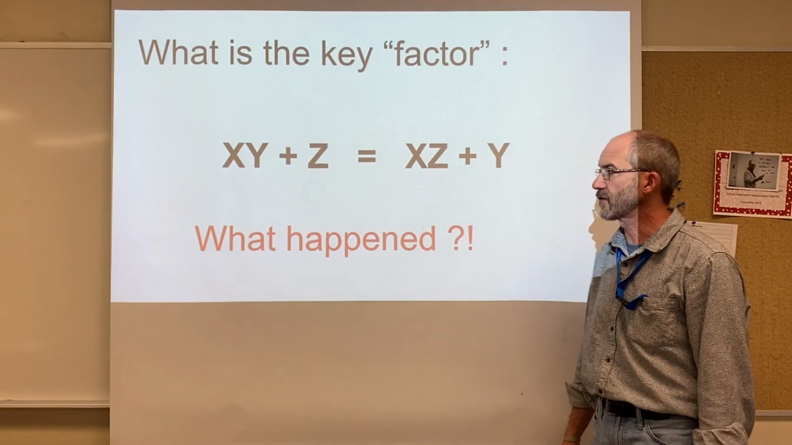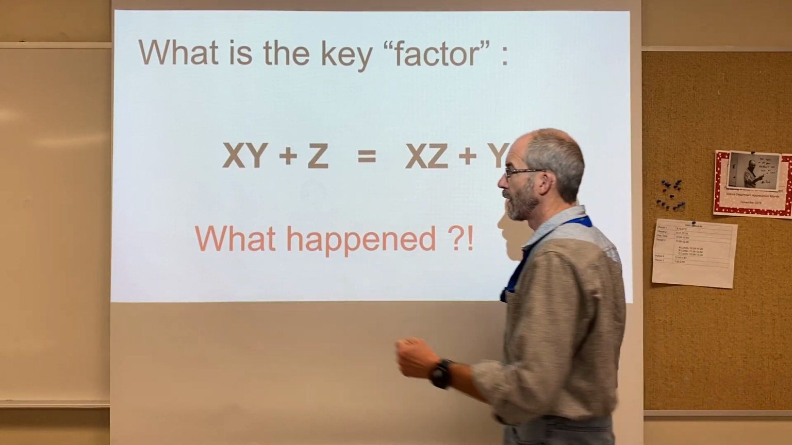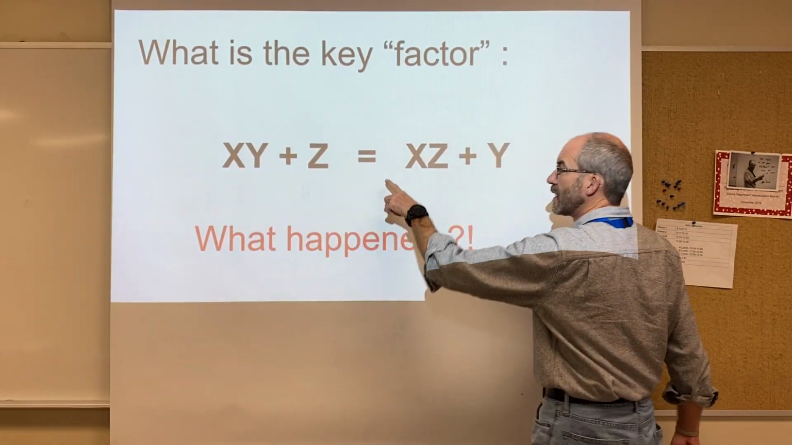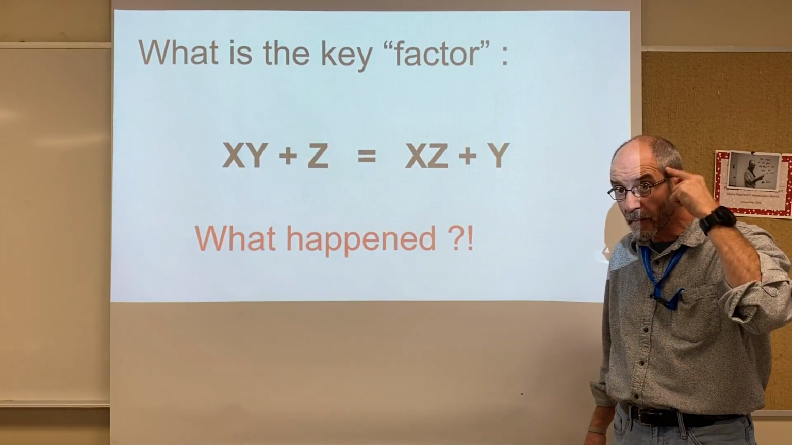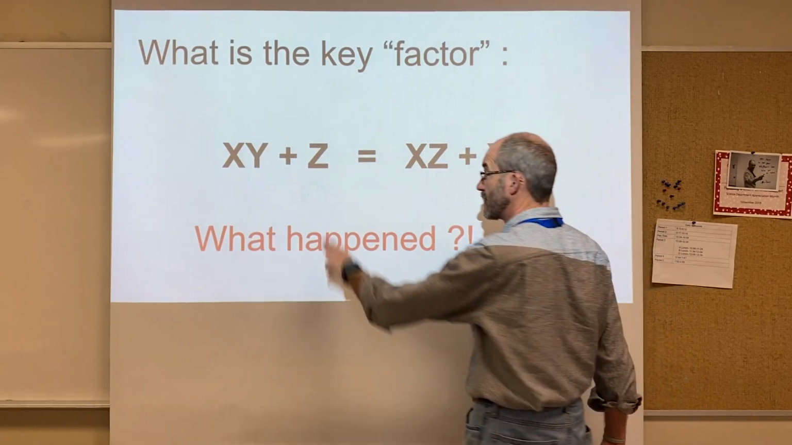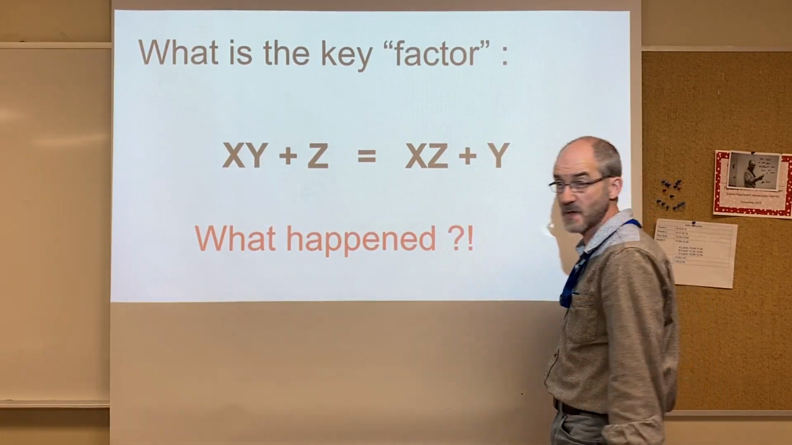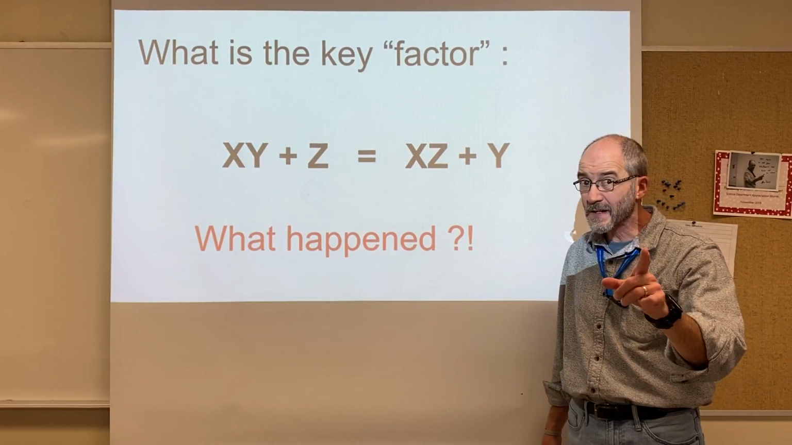So what's the key factor? Well, I made something up here. It's just a made up equation. We have XY plus Z equals XZ plus Y. Now, you need to make note of the fact: do I have an X here? Yes. Do I have an X here? Yes. Do I have a Z here? Yes. Do I have a Z here? Yes. Do I have a Y? Yes. Do I have a Y? Yes. Why am I telling you that?